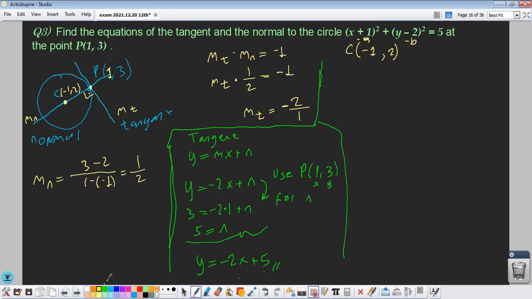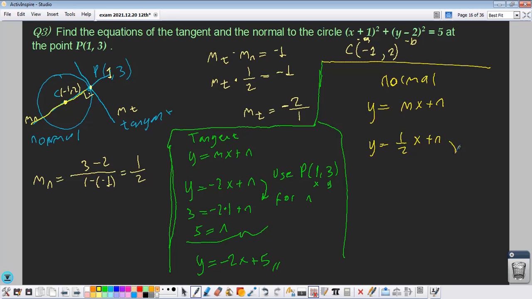Now let's write the equation of the normal line, which is this one. We will again use the form mx plus n. So we know the slope that we have found, 1 over 2x plus n. We should use a point here. If I use the point P, the X number is 1. So let's use the same point. It doesn't matter. On this line, we know 2 points. You can use any one of them.